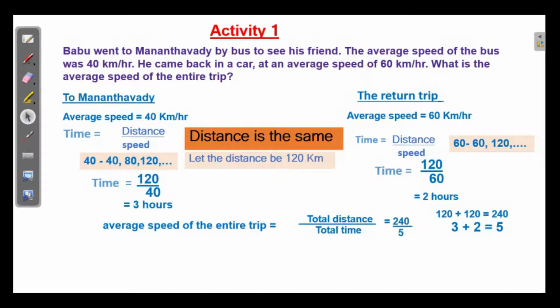So the average speed of the entire trip is equal to 240 divided by 5. How will you divide? 24 by 5 is 4. 4 5s are 20, carry 4. 40. 8 5s are 40. So it is 48 kilometer per hour.